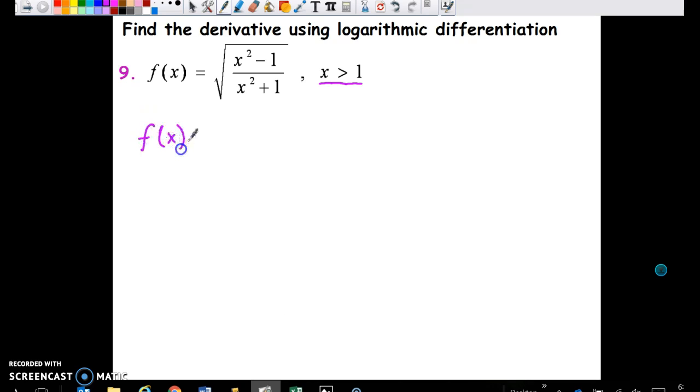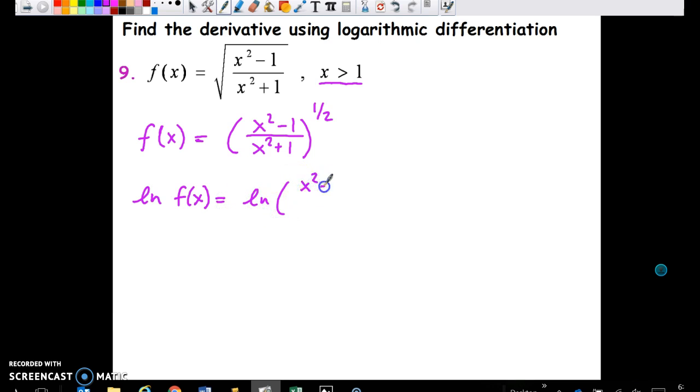f of x can be written as the quotient x squared minus 1 over x squared plus 1 raised to the 1/2. Now if I take the logarithm of both sides, the natural log of f of x, that's going to be the natural log of the right side too. So basically in this step, all I've done is take the natural log of both sides. Now I'm going to change f of x to just be y, just to keep it simpler for myself.